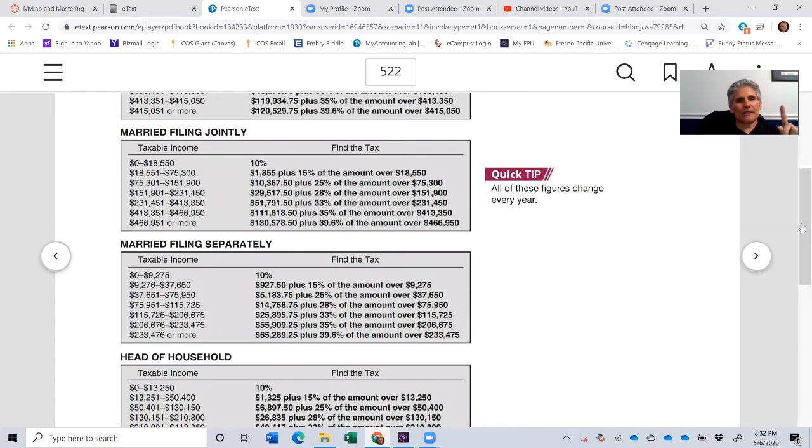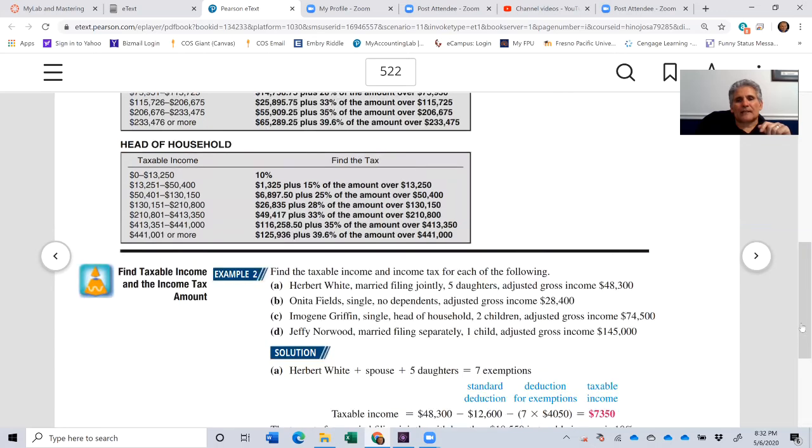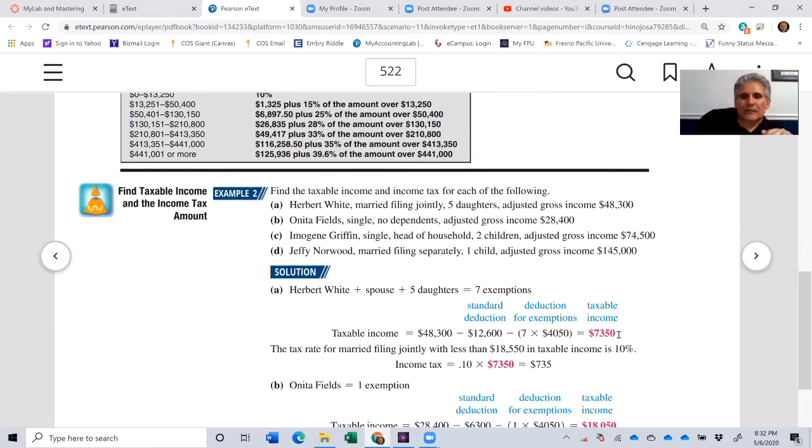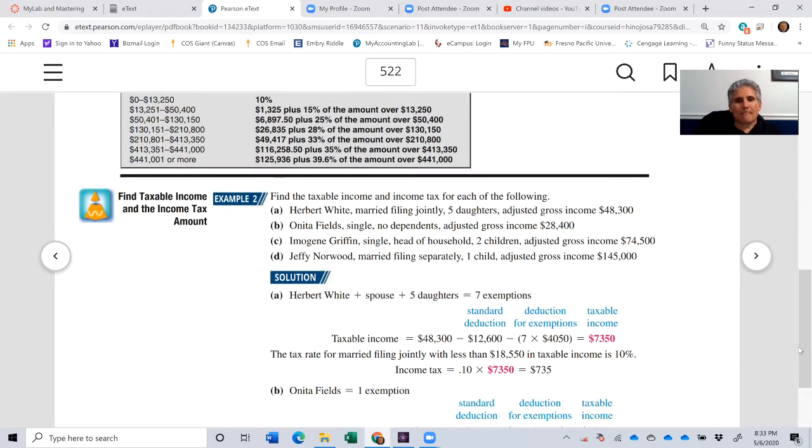Married filing jointly, his range is 7,000 something, so that's going to be right in this, and that's going to be at 10%. So let's take the taxable income of $7,350. We're going to multiply it by just the straight 10% tax rate. And that means that he has a tax liability of $735.